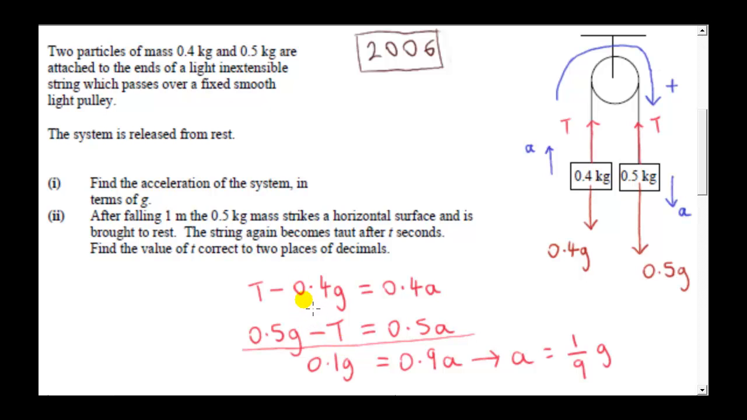So as we saw in the previous video, if we add the left-hand sides, the T's cancel. And from this, we find the acceleration of the system. Of course, it has to come out to be less than g.